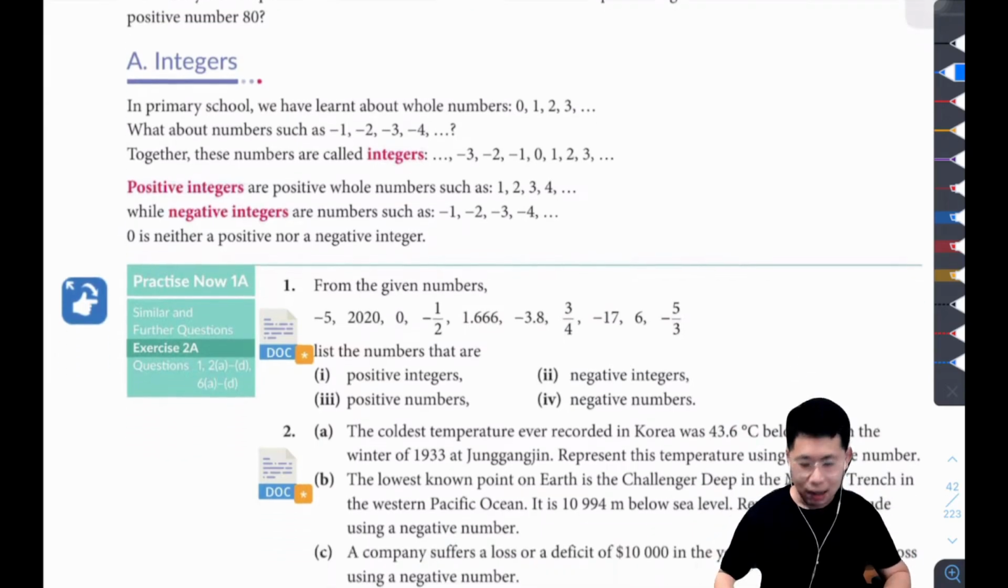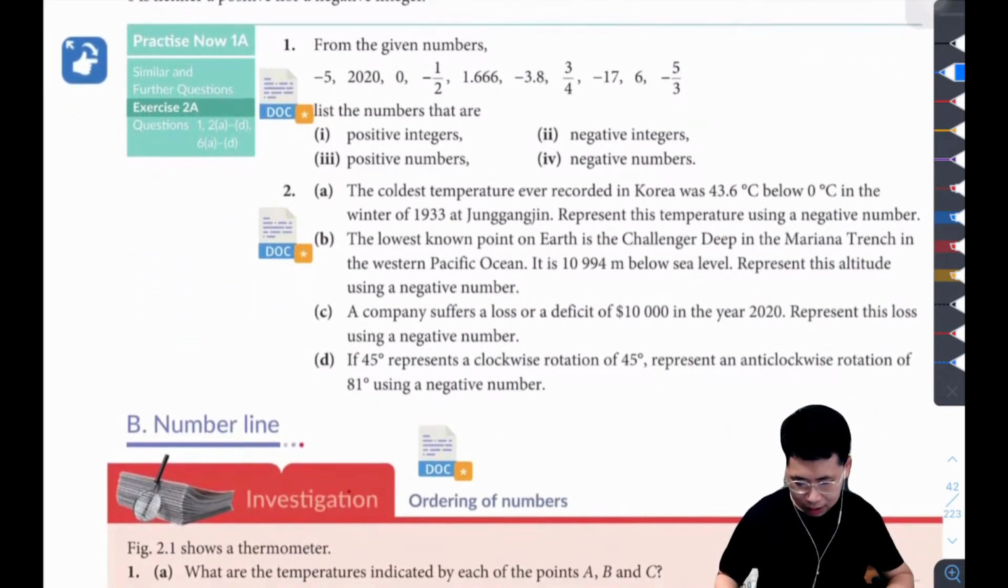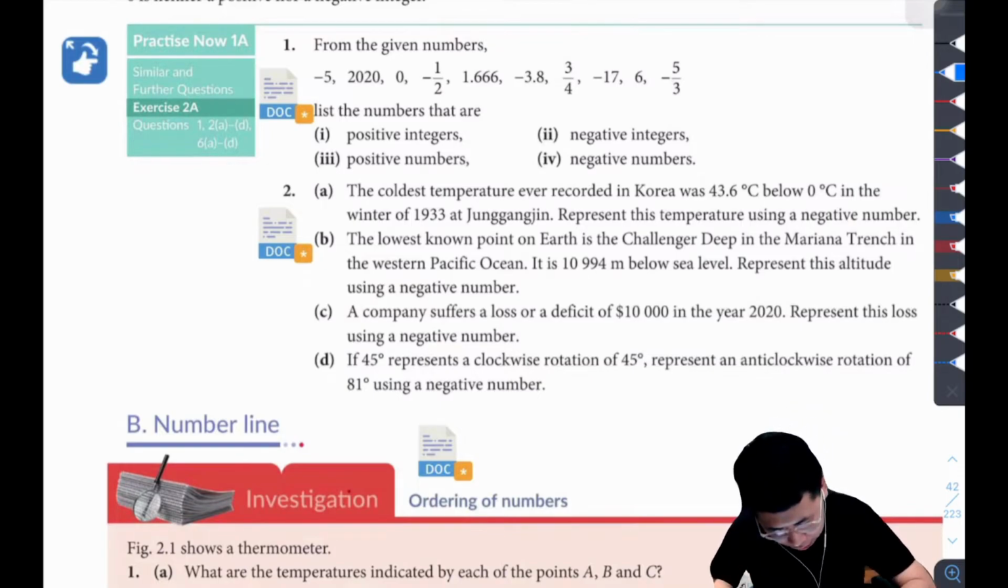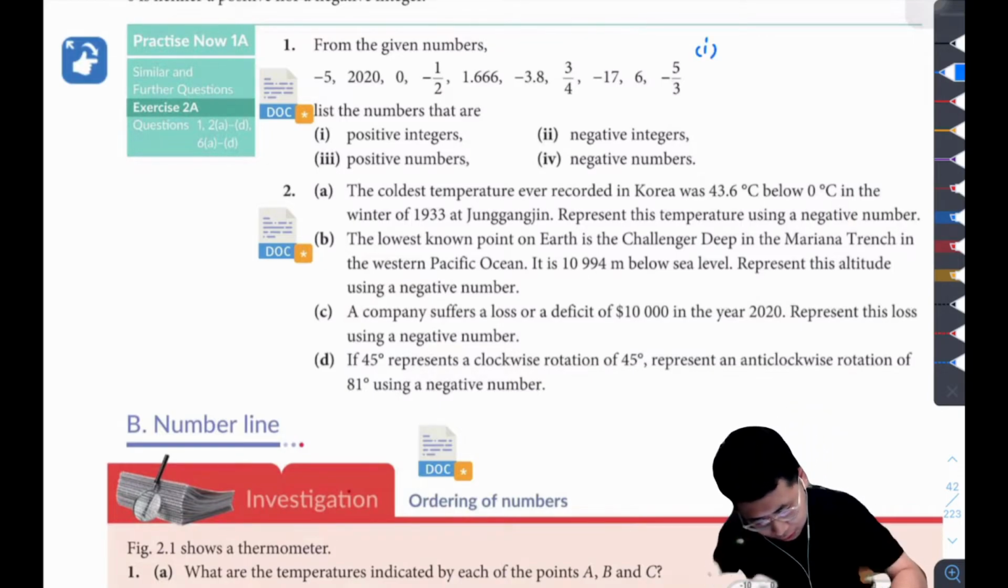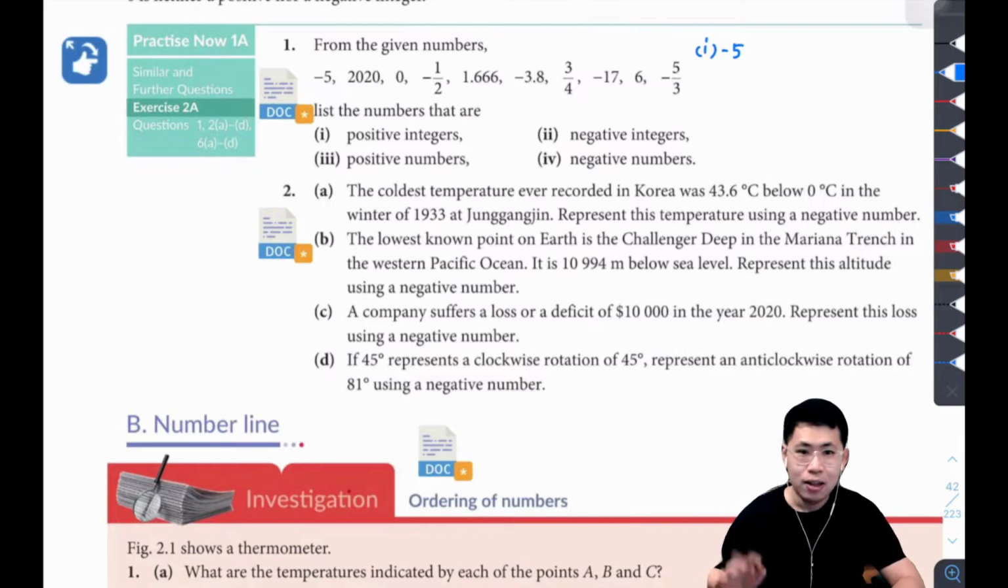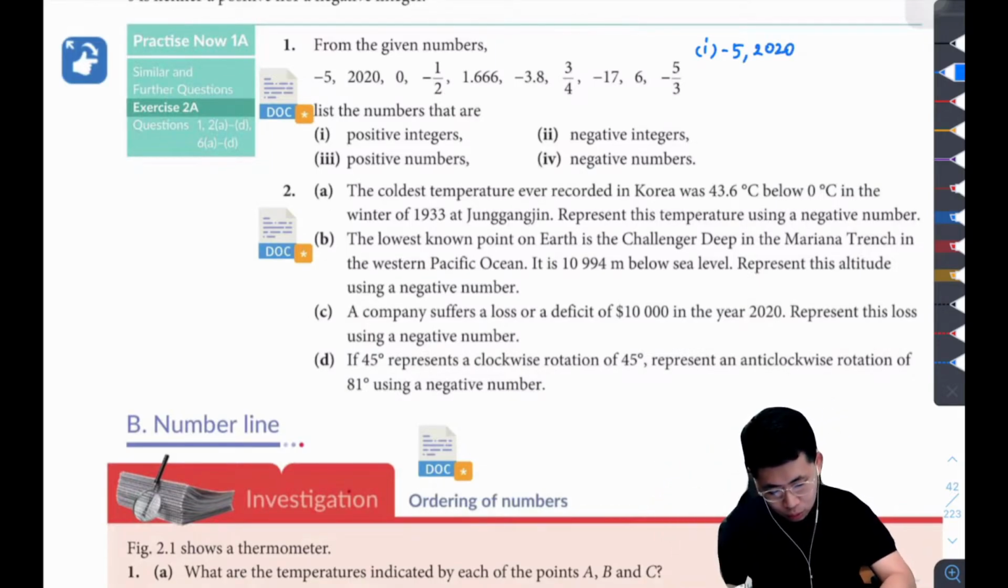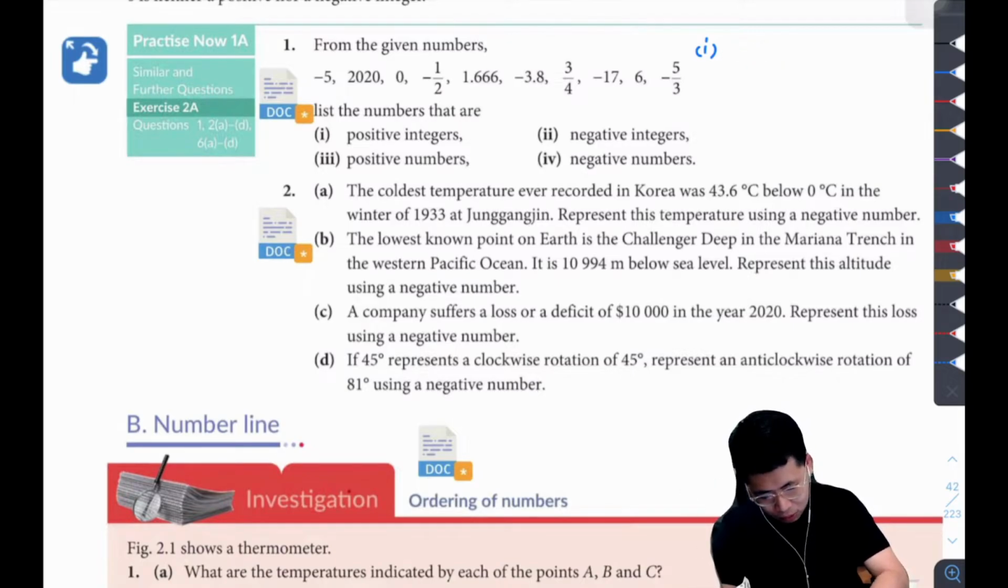List the numbers that are positive, negative. Okay, positive integers. So number 1, what are our positive integers? Integers means whole numbers. And so which are our positive integers? Let me list them down. We have -5, okay? What else? 2020, right, is... Oh, no, -5 is a negative number. What am I doing? Okay, then my positive whole number is 2020.